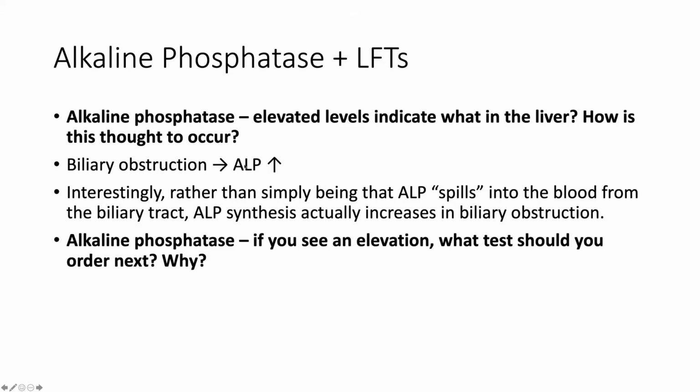But that's not really true to the extent that you'd think, right? You would think that AST and ALT and alkaline phosphatase should all increase by the same degree if you had liver damage, like hepatitis. But that's not actually true. AST and ALT go up much more than alkaline phosphatase does.